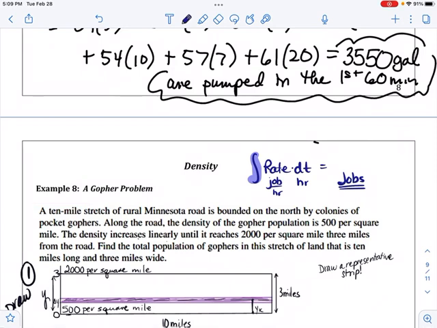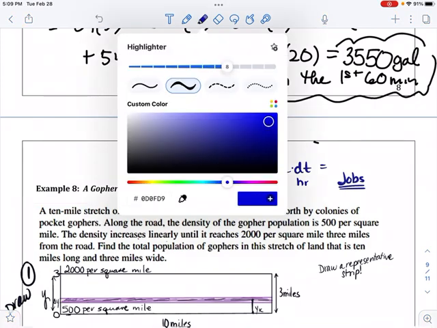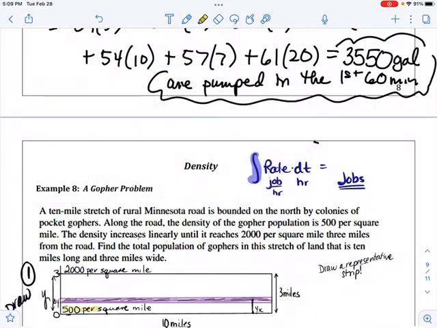So in the next problem, we have a gopher problem. A 10-mile stretch of a rural Minnesota road is bounded by the north by colonies of pocket gophers. Along the road, the density of the gopher population is 500 per square mile. You can see that I have that marked right here. Let me get a lighter color. So I just marked it so that I'd have some kind of note to self that right around the road, it's 500 gophers per square mile. That's a density. And then the density as you go out to 3 miles is 2,000 per square mile. Now, understand it says something really key here. The density increases linearly until it reaches 2,000 per square mile, 3 miles from the road.